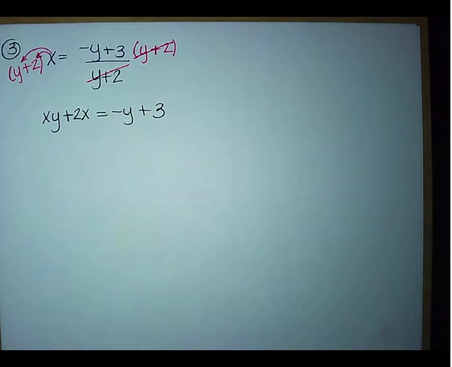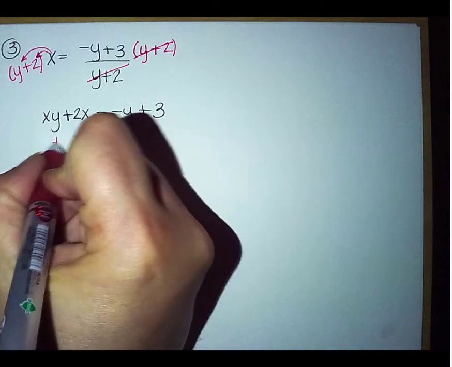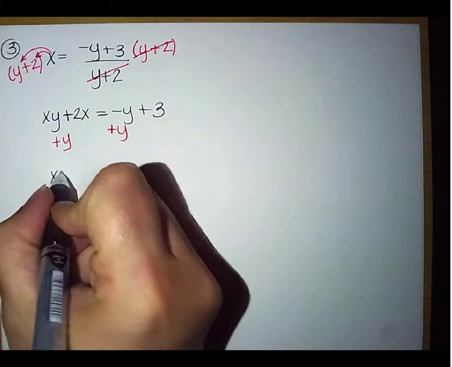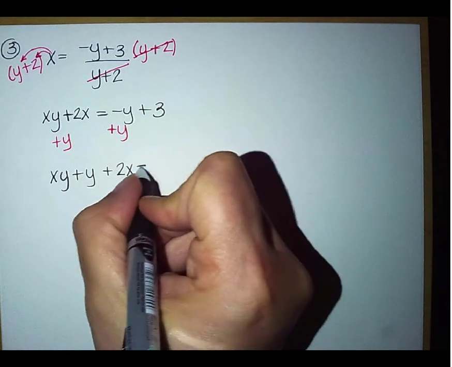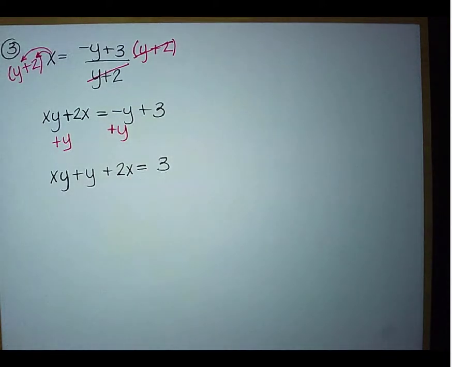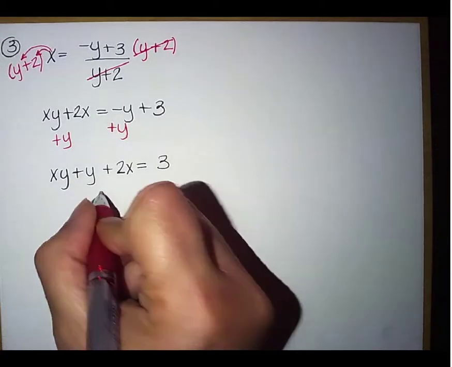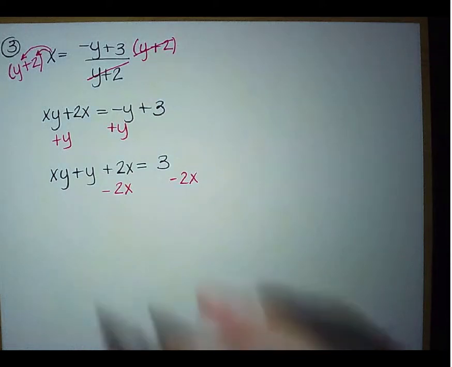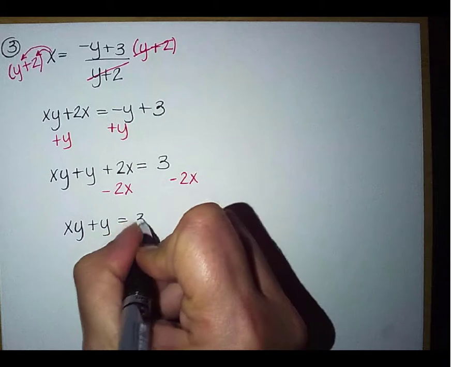Again, what we want to do is make sure we're moving things to the appropriate side. That means that this negative y needs to go to the other side, so we're going to add y to both sides. So we're going to get xy plus y plus 2x equals a positive 3. Again, we want to get this 2x over to the other side since it does not have a y, so we're going to subtract 2x from both sides. So now we have xy plus y equals 3 minus 2x.